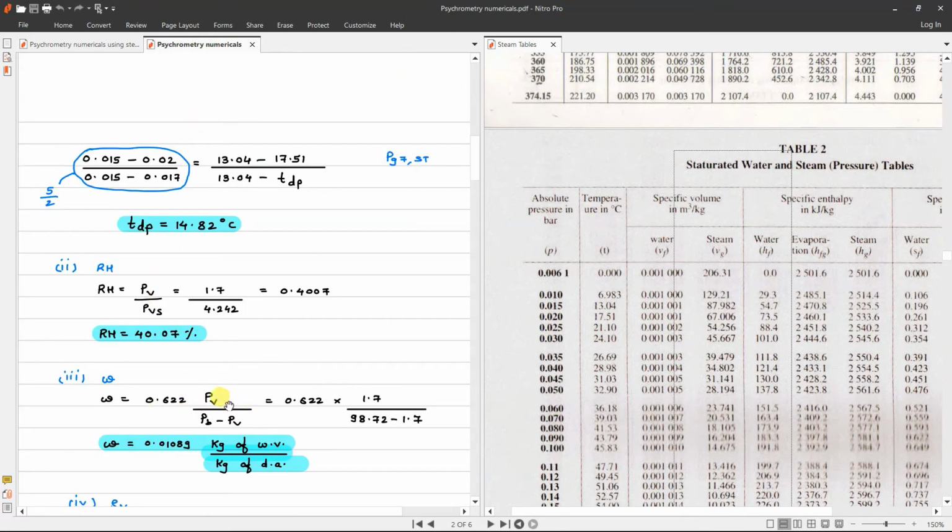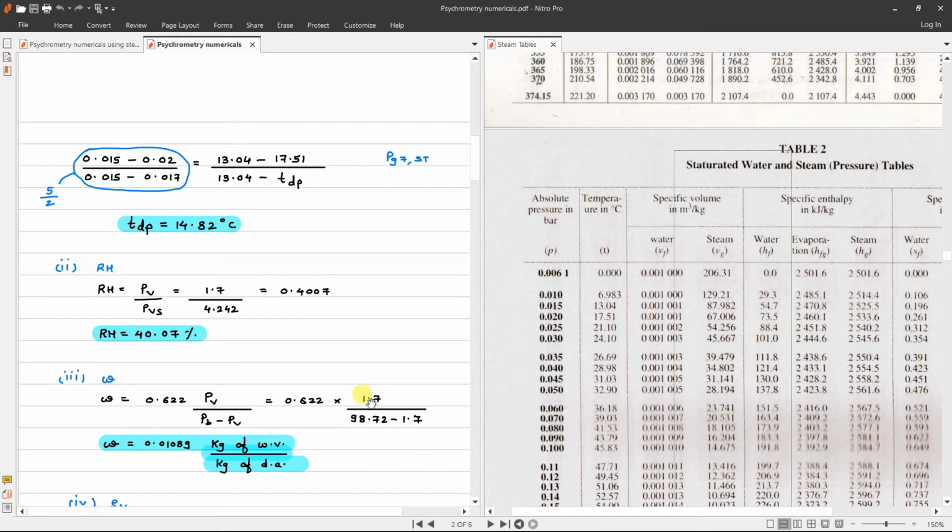Substitute the values. PV value we have already calculated. Now here you can use any values of pressure. Why? Because pressure is there in the numerator and in the denominator, so pressure will get cancelled. So in this equation you can substitute in bar or kilopascal, but it should be the same in both numerator and denominator. But in order to avoid confusion, everywhere keep the units in kilopascal. That is why I have substituted everything here in kilopascal.